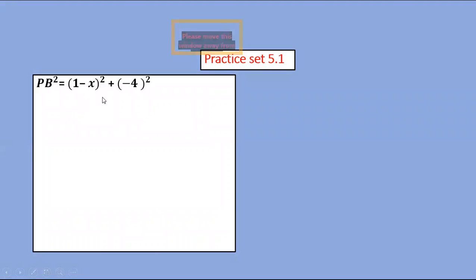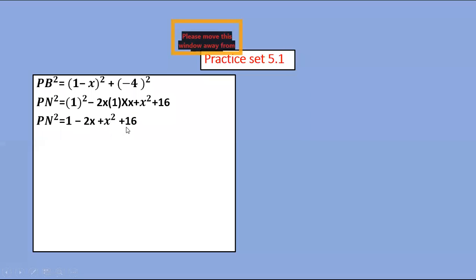By using the expansion formula for (a minus b) square: 1 square minus 2 multiplied by 1 multiplied by x plus x square plus (-4) square, which is plus 16. Therefore, 1 minus 2x plus x square plus 16. 16 plus 1 is 17. 17 minus 2x plus x square. This is PB square.